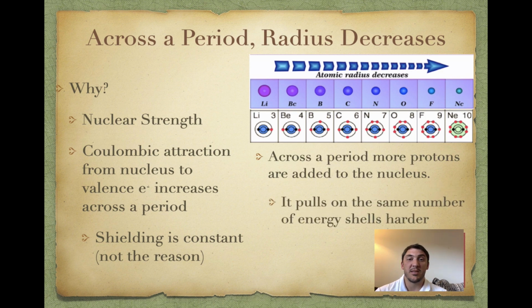And since shielding is the same, they're all in the second energy level, so they all have the same number of shielding energy levels, 1. That means that the nucleus is pulling on that same level even harder, which causes it to get closer.